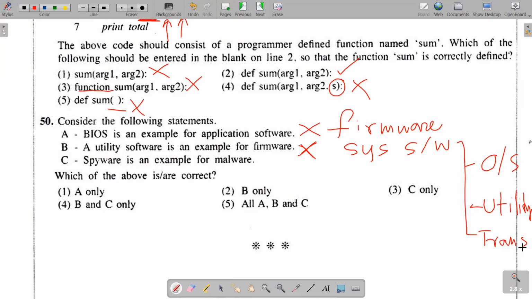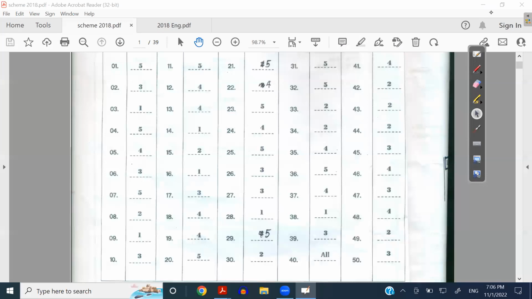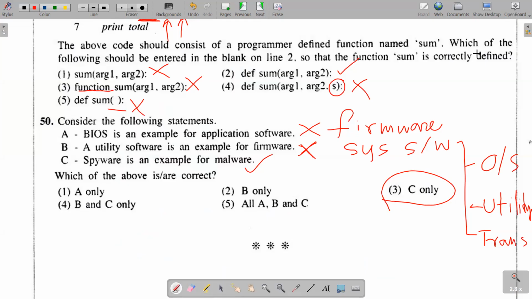Spyware is an example for malware. Yes, that's correct. So 3 is the answer. The 50th? Yes, 3 is the answer.